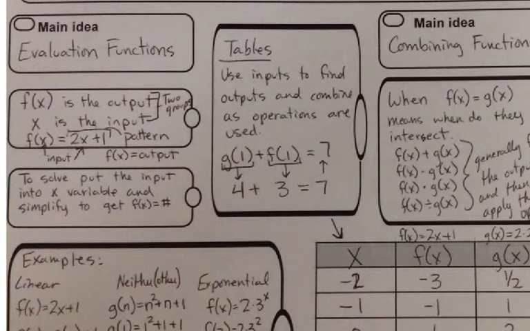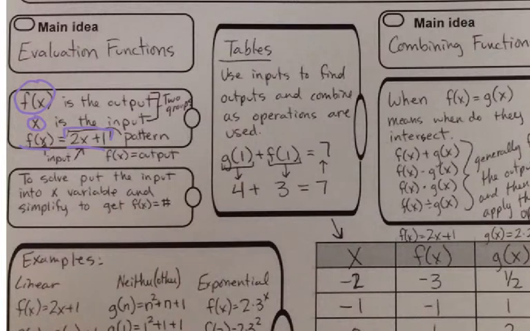So, evaluating functions. The f of x, that's our output. The x is the input. The input will also be part of the equation. So like this, we have f of x equals 2x plus 1. F of x simply means I have a function named f. Its input is x. What is the pattern? It's 2 times x plus 1. That's the pattern.